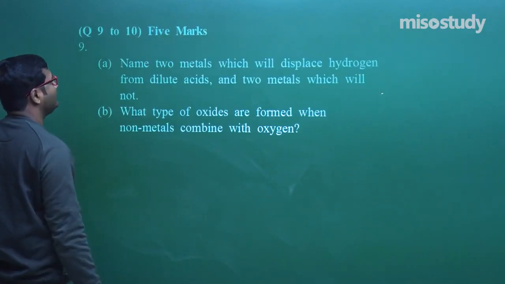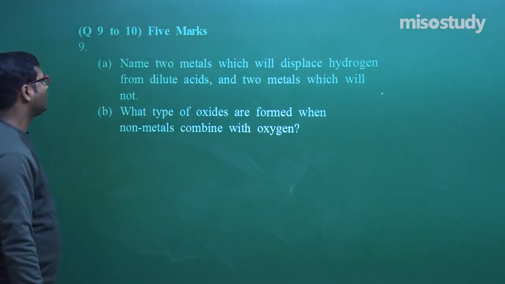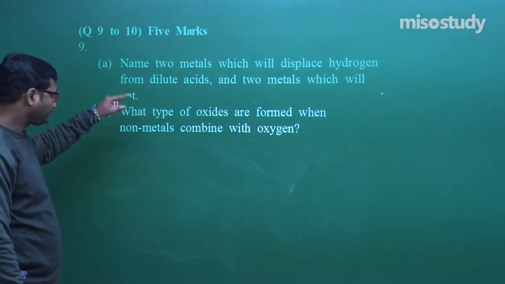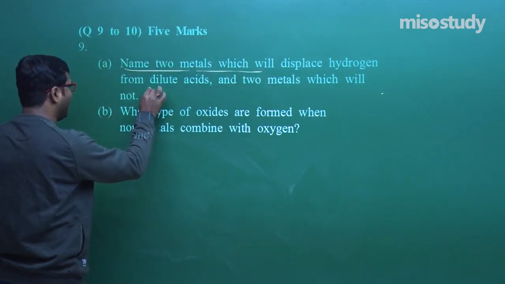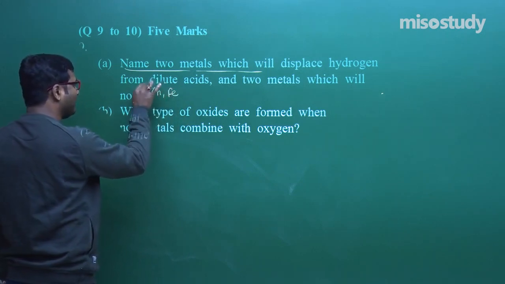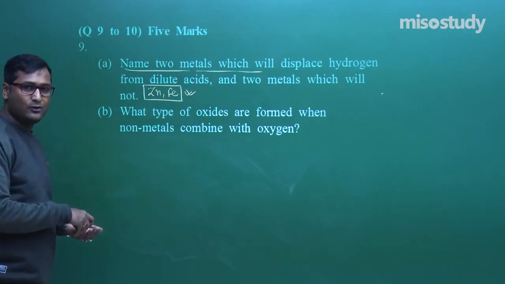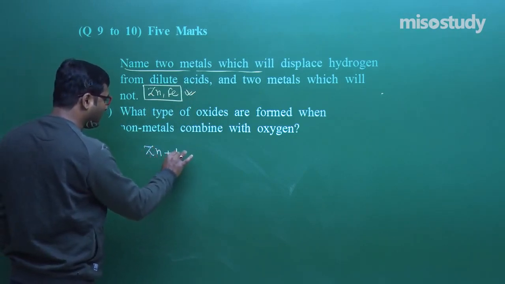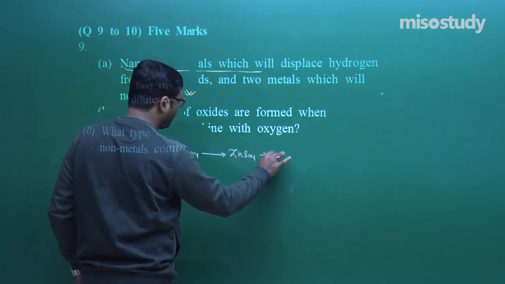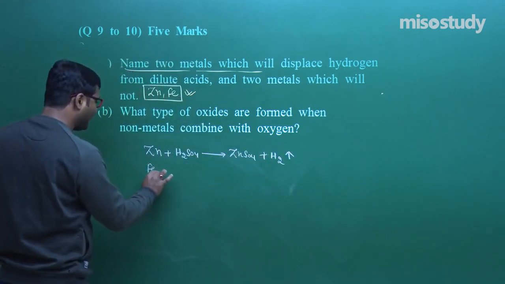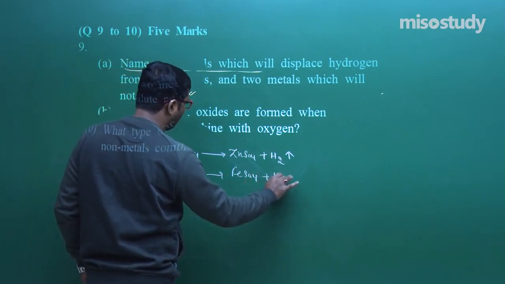That is question number 9. This question carries 5 marks. I have added 2 questions. Name 2 metals which will displace hydrogen from dilute acid. I have discussed this question earlier. As we know, if I write Zn and Fe, they are more reactive than hydrogen, so they can easily displace hydrogen from dilute acid. For example, if I write here Zn plus H2SO4, what will happen? We find ZnSO4 plus H2. If I write here Fe plus H2SO4, what do we observe? We observe FeSO4 plus H2.